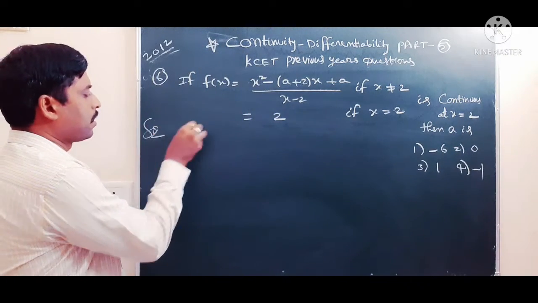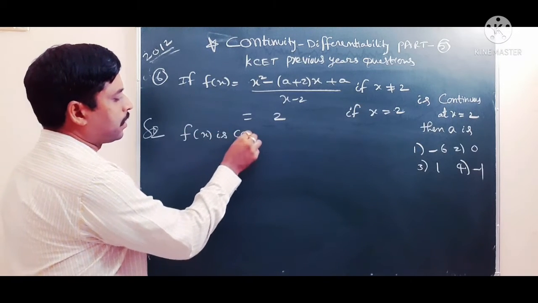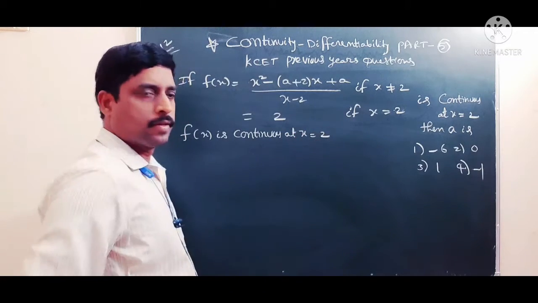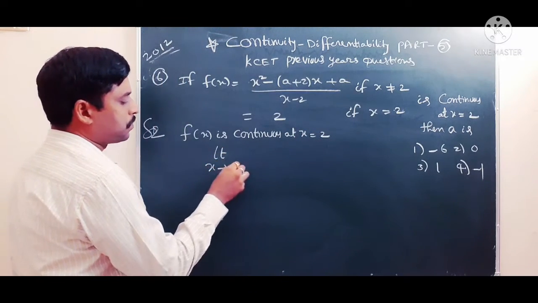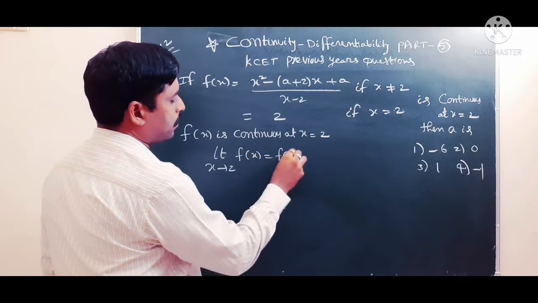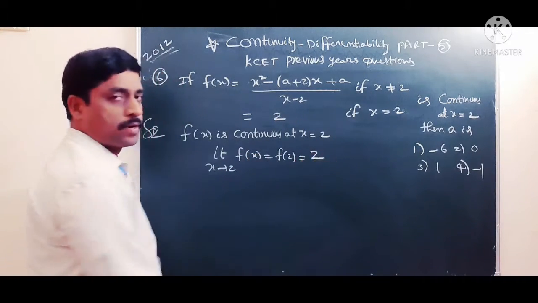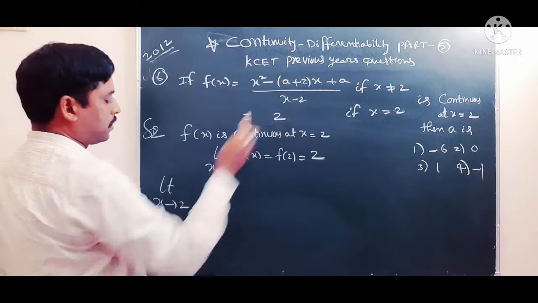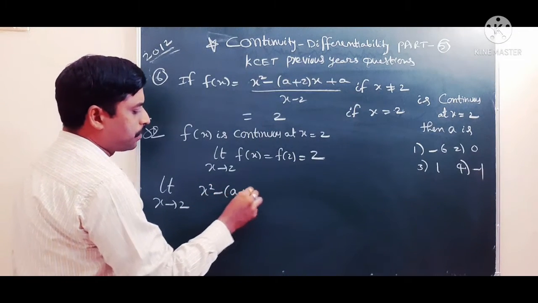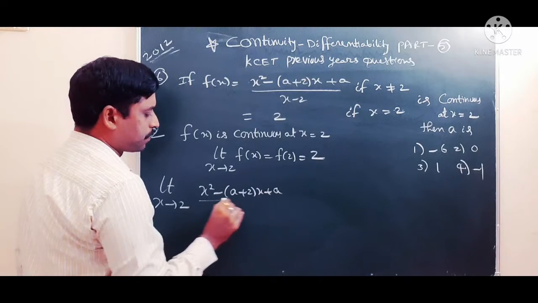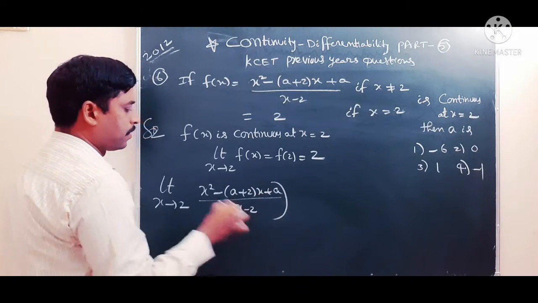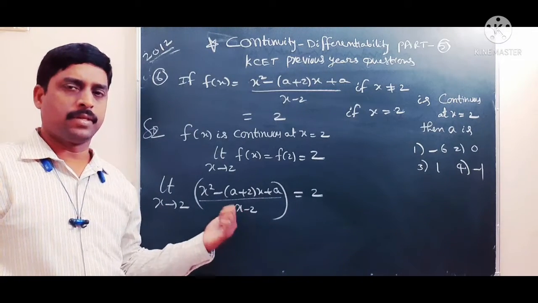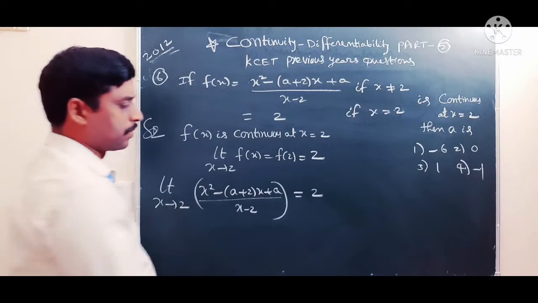So what is given? F of x is continuous at x is equal to 2. So we have definition, limit of x tends to 2, f of x is equal to f of 2, where f of 2 value from statement is given 2. So limit x tends to 2, f of x value write as it is x square minus (a plus 2) into x plus a by x minus 2. This will be 2. So put x place into this, denominator will be 0. So by using L'Hopital rule.